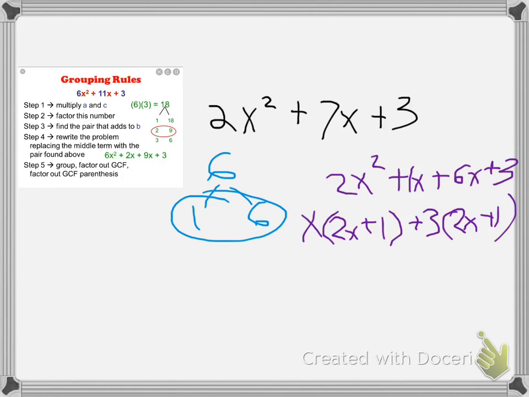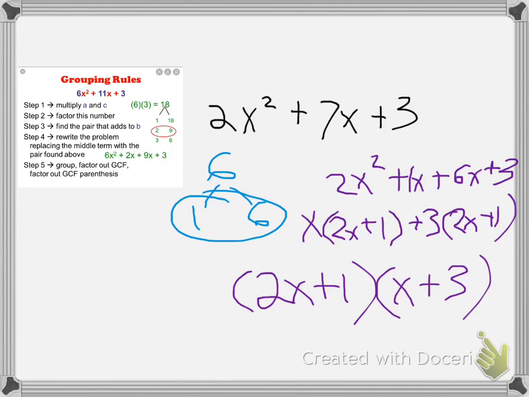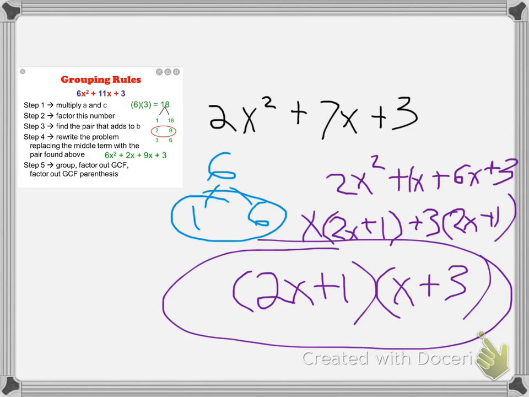Okay, and then I look at the thing that occurs twice, this 2x plus 1. Remember on my last slide I said whatever occurs twice, I write it once. So I just write that 2x plus 1 one time. And I ask myself what's left over. Well, the x and the 3. So I put x plus 3. And there you go. That is your final answer. That is how you factor by grouping.